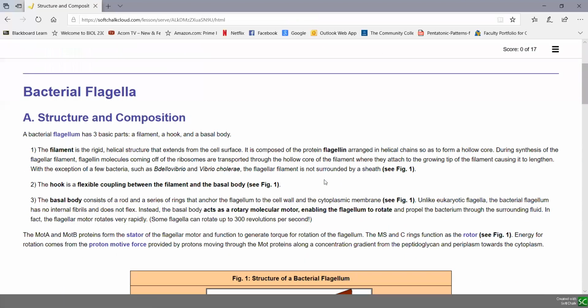So let's start out by looking at the structure and composition of bacterial flagellum. A bacterial flagellum, singular of flagella, has three basic parts: a filament, a hook, and a basal body. The filament is a rigid helical structure that extends from the cell surface and is composed of a protein called flagellin, which is arranged in helical chains to form a hollow core.